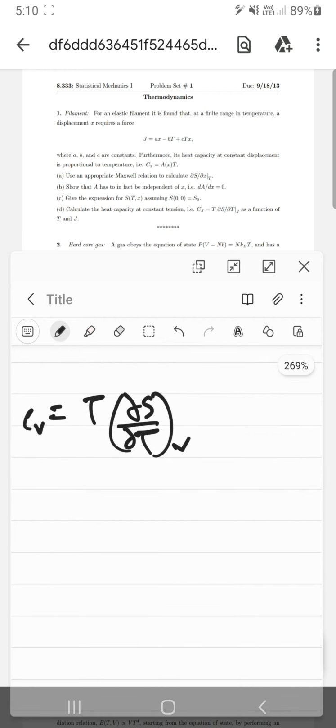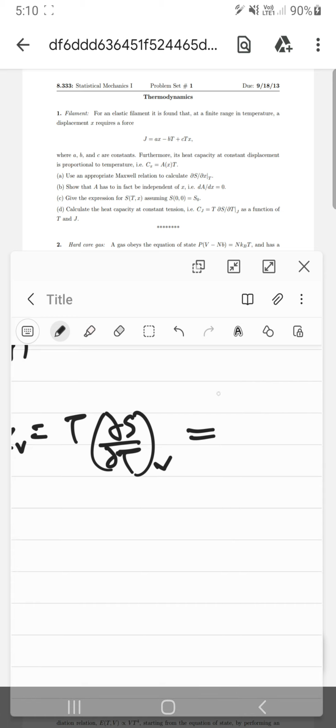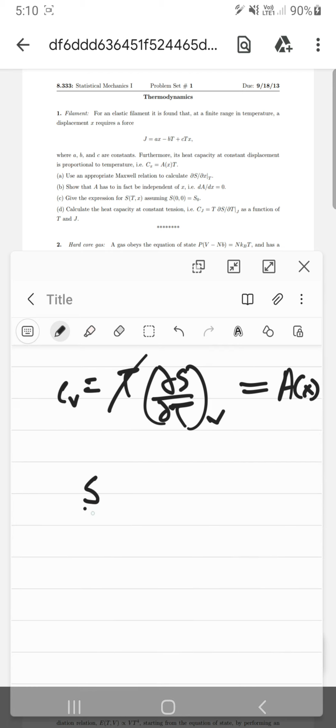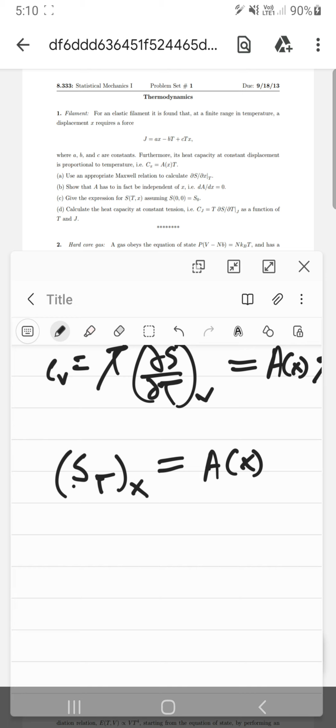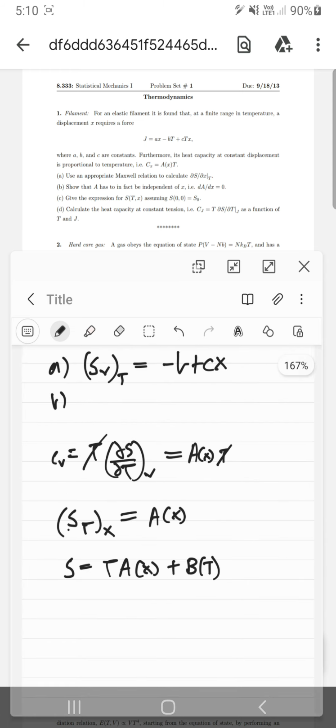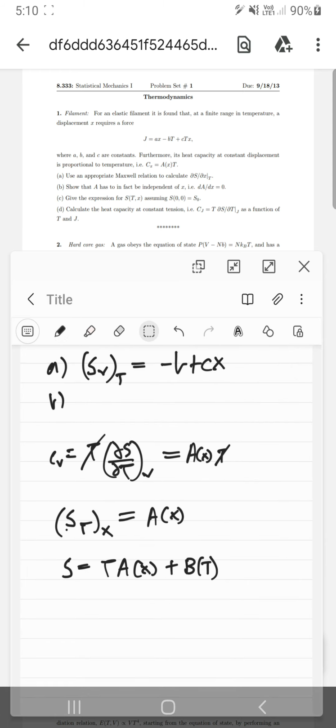But that's not our concern, because all we really want to show is, first of all, this is actually equal to a of x times temperature, so this cancels. So all you're essentially saying is that s sub t at constant x is just a function of x. They just gave you the entropy, that's awesome. So that's just equal to the temperature times some function of x, plus some function of temperature. Cool. Wow, that was amazing, isn't it?